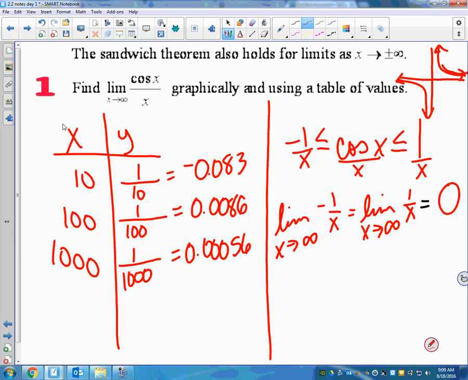Well, it's just what it asks you. Sometimes it's going to ask you what's happening just as I'm going towards positive infinity. Sometimes it's going to ask towards negative infinity, and sometimes it'll say plus or minus, and actually want to do those.